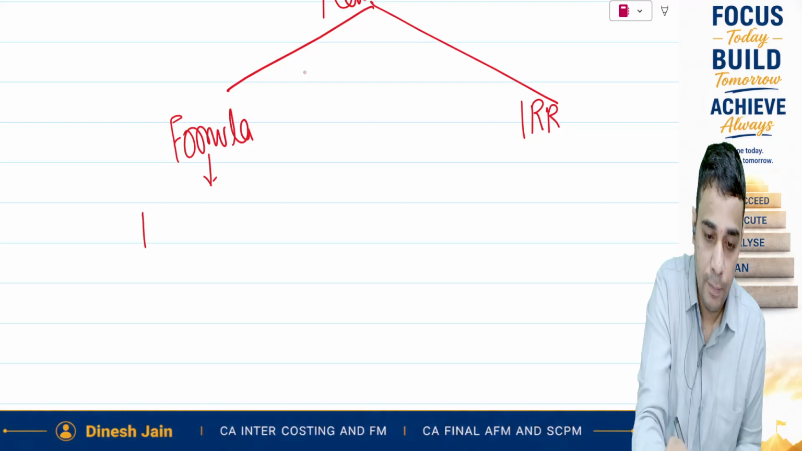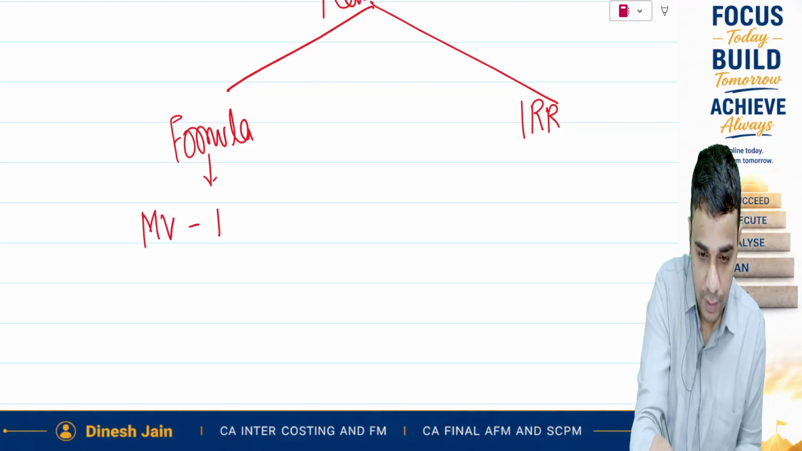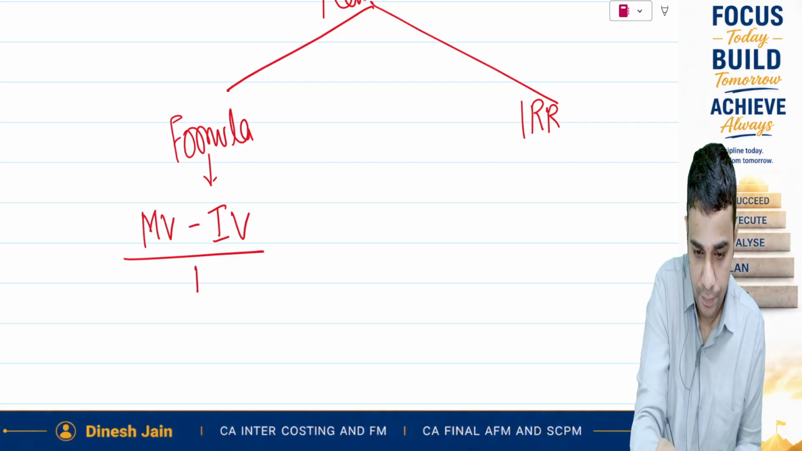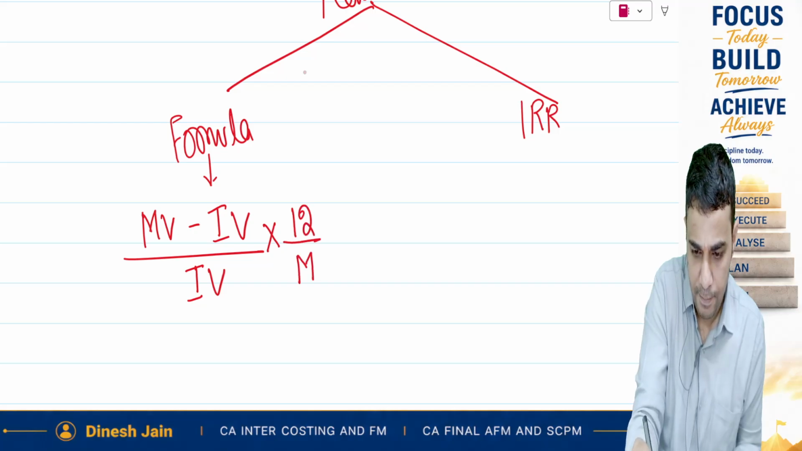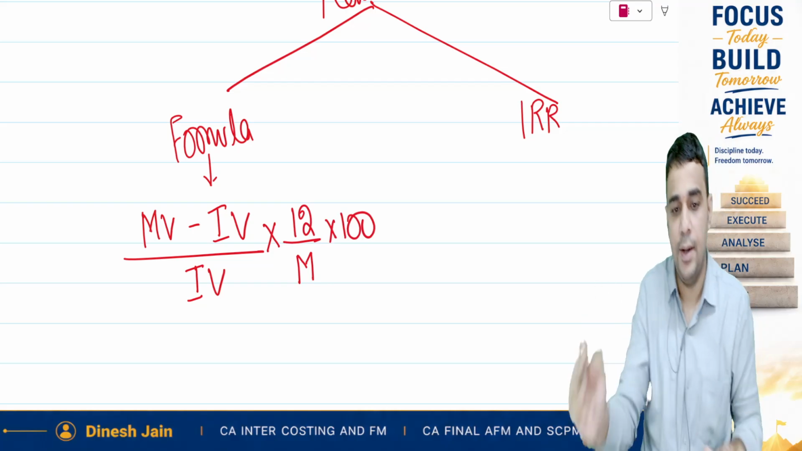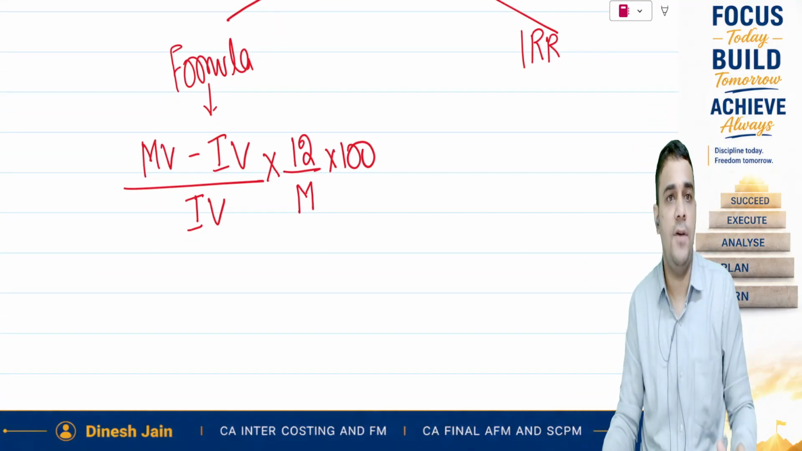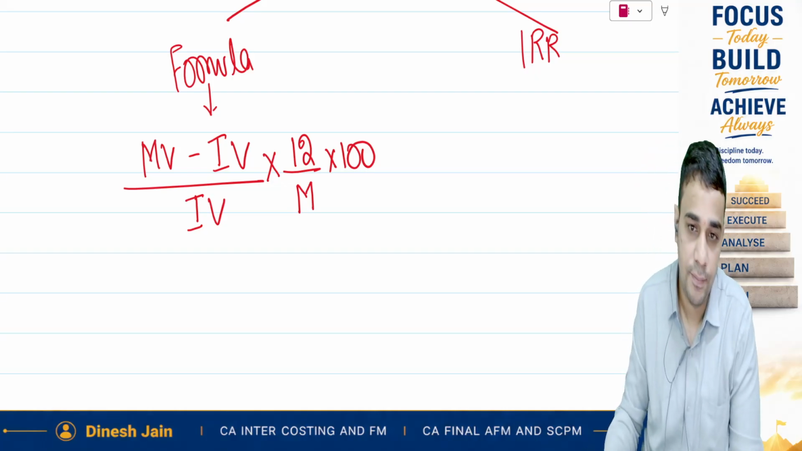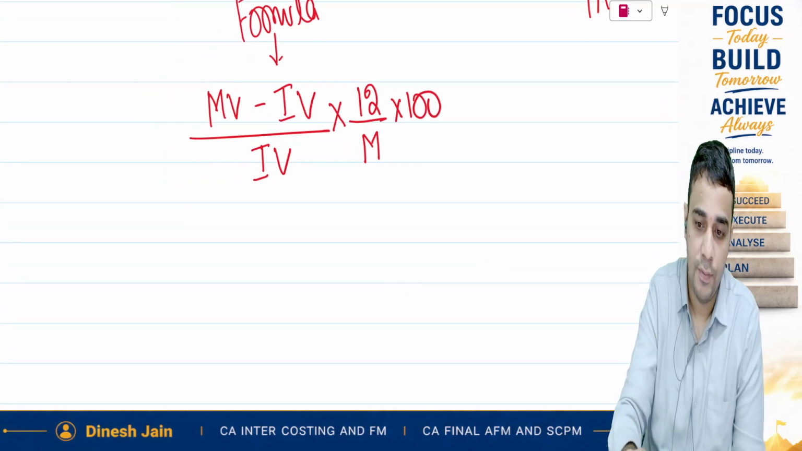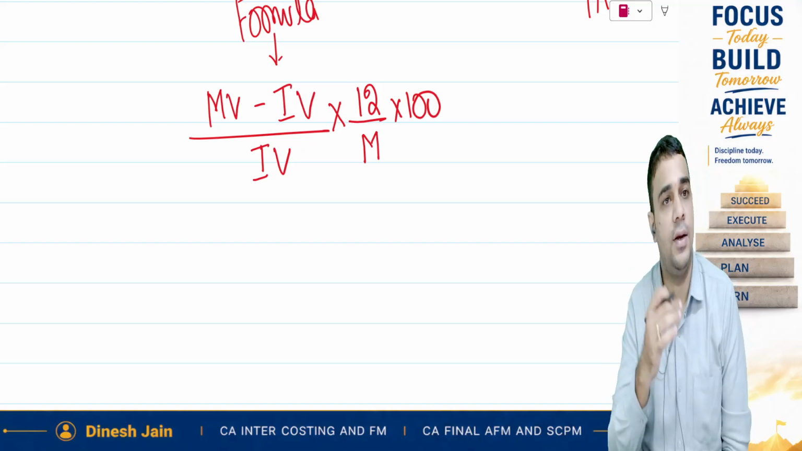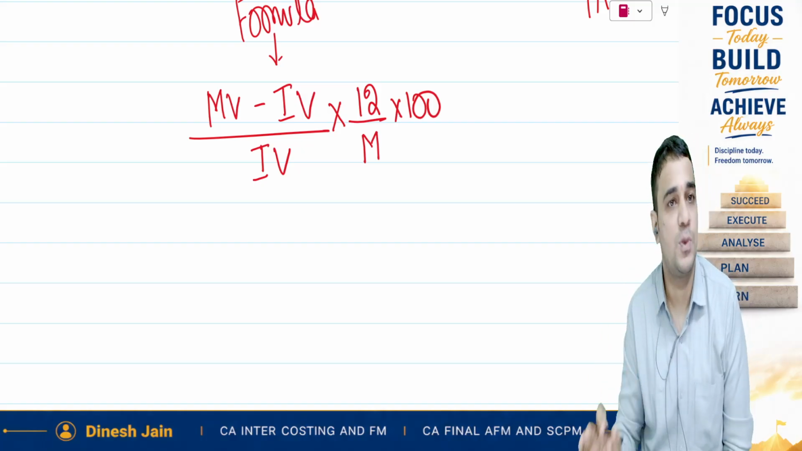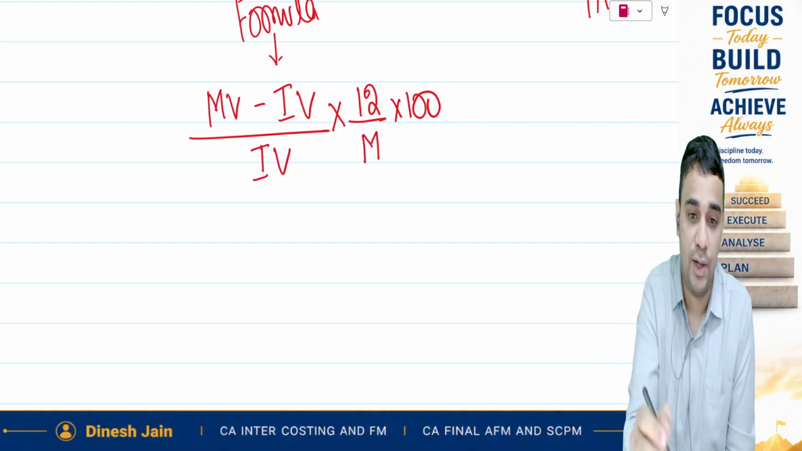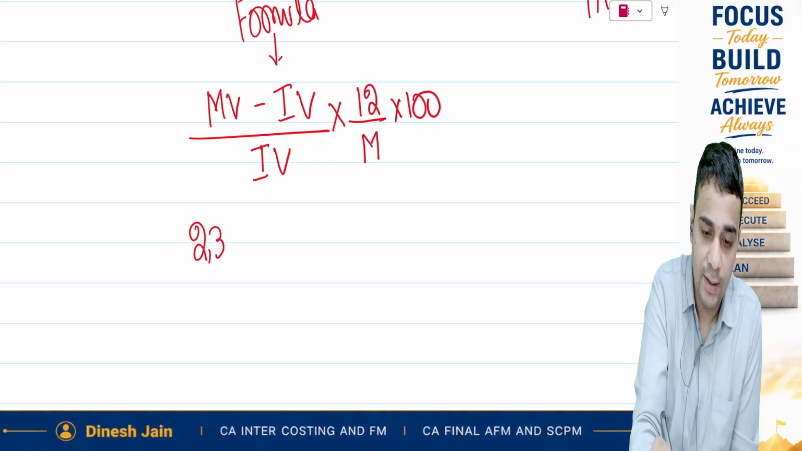Formula: maturity value by investment value, 12 by M, into 100. Maturity value you generally have to calculate. I didn't want to spend time there. I've given you the value. What is the maturity value? 239,000.